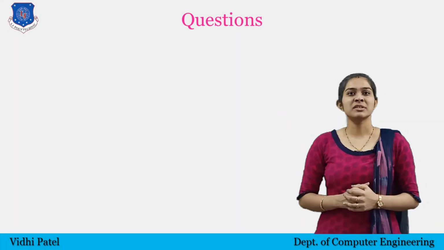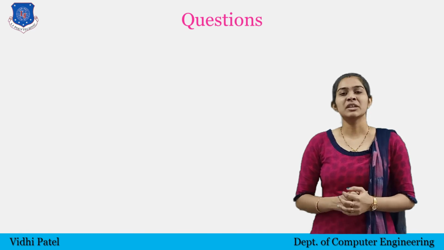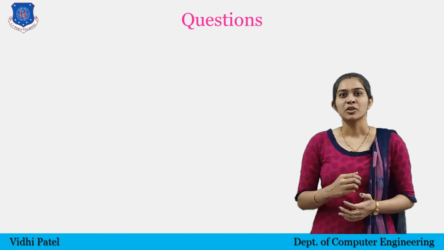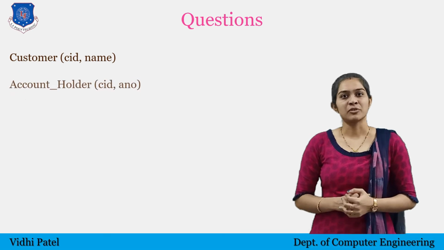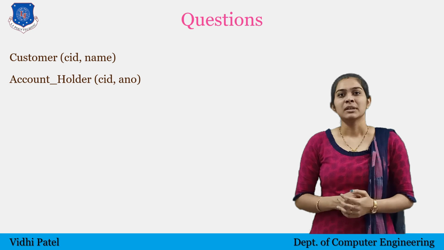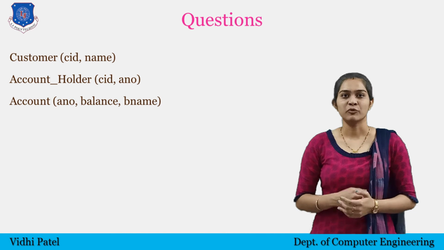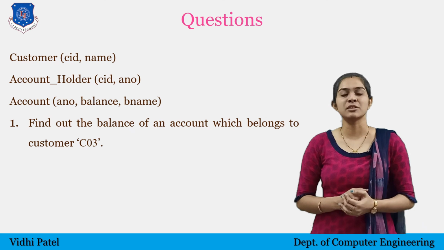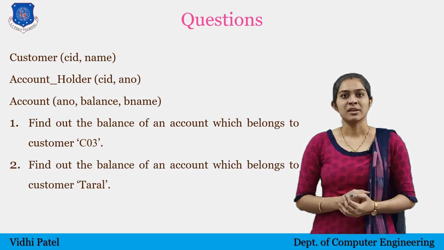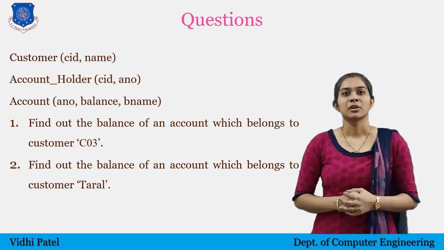There are some important questions available for this tutorial. Let's see them one by one. For these questions, refer given table schemas for the answers. First one is customer with attributes customer ID and name. Second table is account holder with columns customer ID and account number. And the last table is account with columns account number, balance and bname. First question is, find out the balance of an account which belongs to customer C03. Next question is, find out the balance of an account which belongs to customer Taral. You can write your answers into the comment section.